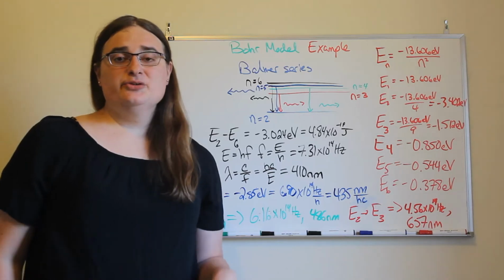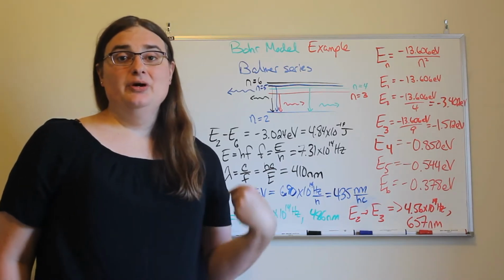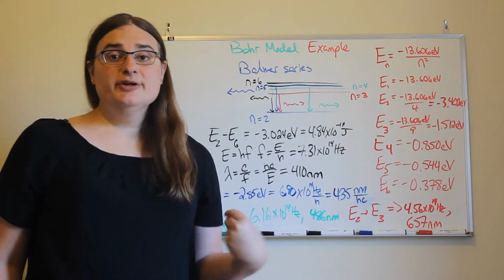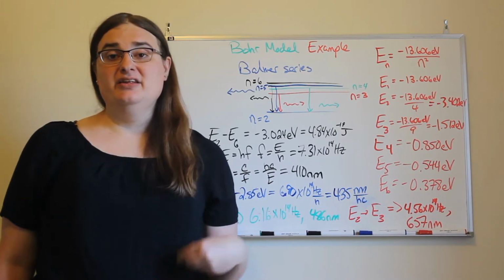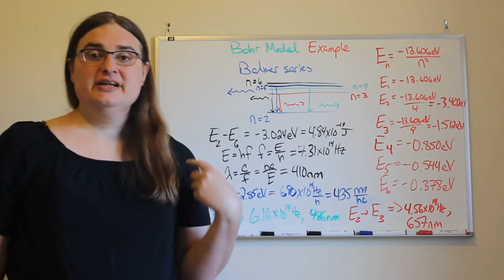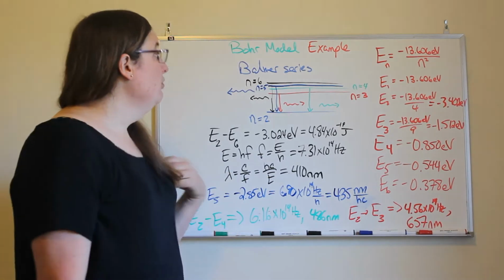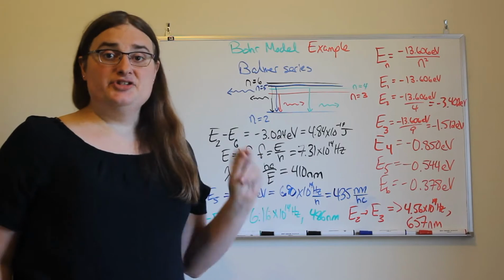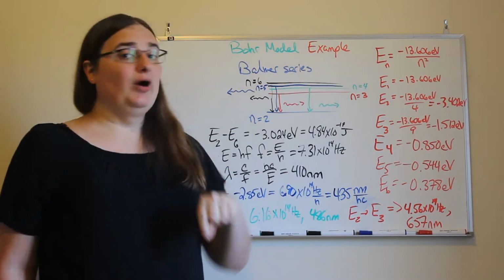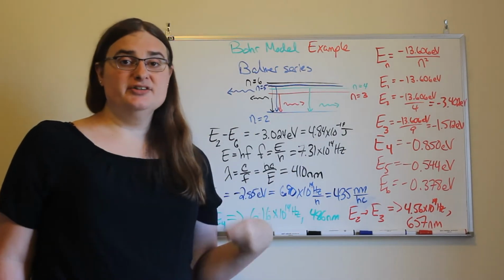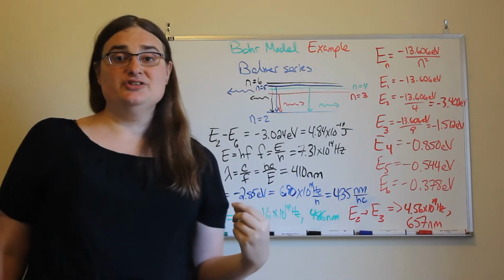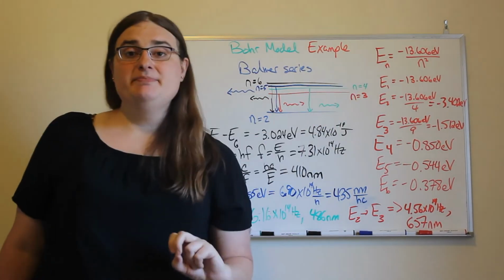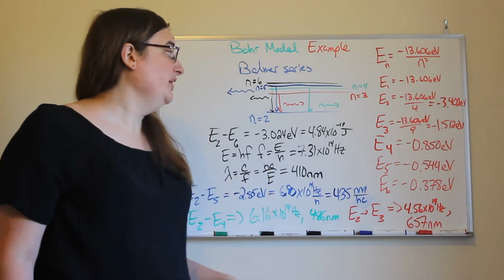Hi, I want to use Bohr's hydrogen model to calculate the frequencies and wavelengths of the four visible lines that we get in the Balmer series for excited hydrogen. Now, from Bohr's hydrogen model, we end up getting quantized energy states, where the energy of each state is equal to negative 13.606 electron volts divided by an integer n squared.